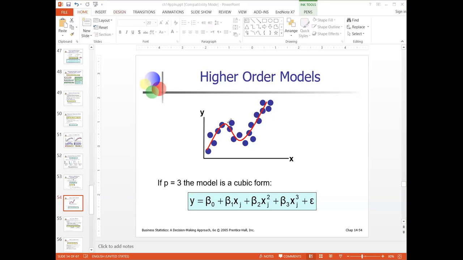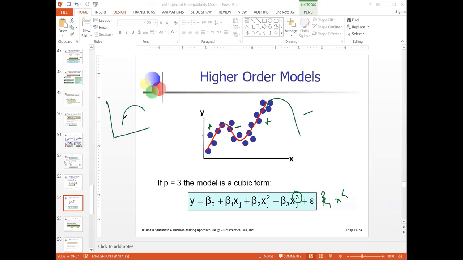Since the data has three bends, the data has changed its shape three times. First, it was positive, then it became negative, then positive. So it has changed its shape three times, which means the biggest power should be 3. If it had another shape like this, I would have had beta 4 x to the power 4. So this is the way we judge the models.